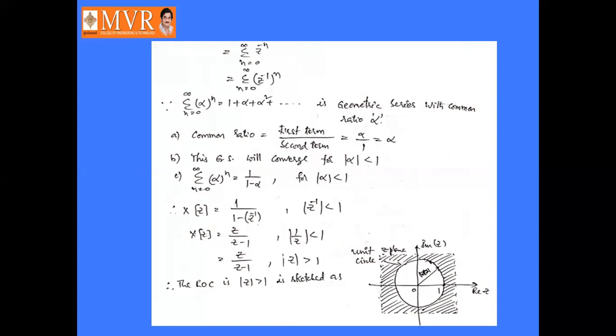So here alpha value is z power minus 1. So X of z equal to 1 by 1 minus z power minus 1. So mod z power minus 1 is less than 1. So it is z by z minus 1 and mod z is greater than 1. Okay, so that means the z plane ROC is beyond the unit circle, beyond the radius 1. So it can be drawn like this. Above 1, we have the ROC.